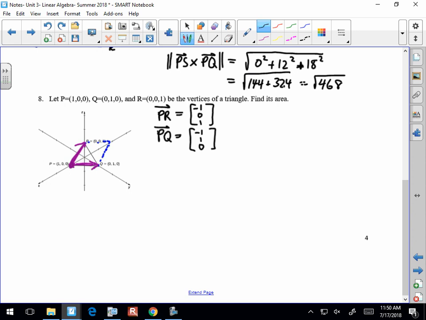All right. Now, again, there's two ways to do it. One way, again, would be to find the cross product, which wouldn't actually be overly challenging in this case either. So you could do it that way, or you could use the magnitude of PR cross PQ is equal to the magnitude of PR times the magnitude of PQ times the sine of the angle between them.